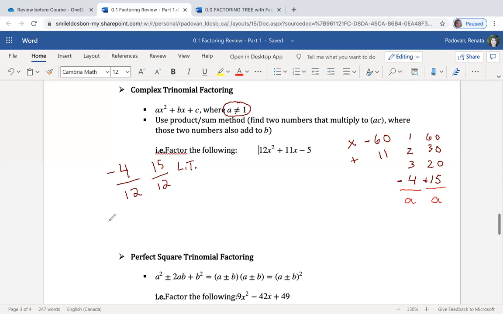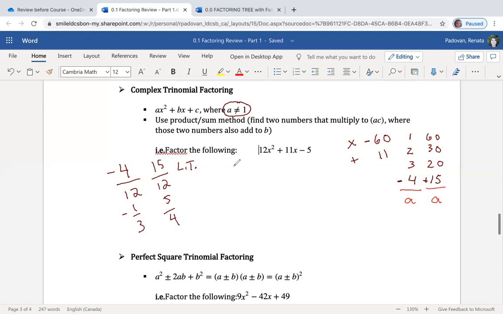So the lowest term there would be negative, this divides by 4, divide by 4, I get negative 1/3. This divides by 3 and divides by 3, and I end up with 5/4. And that's as low as I can go, that's lowest terms.